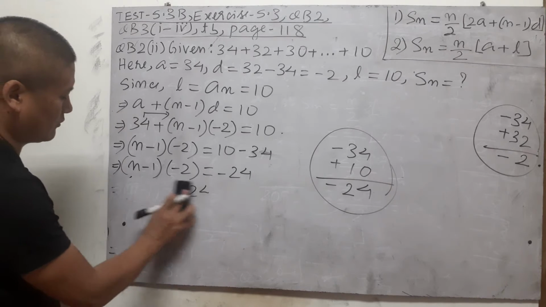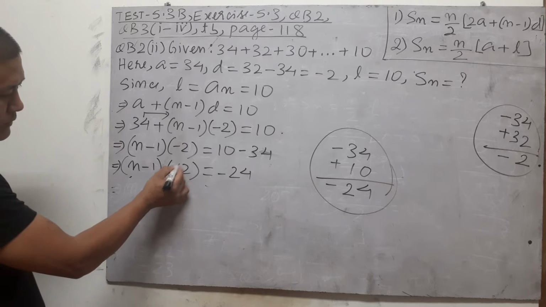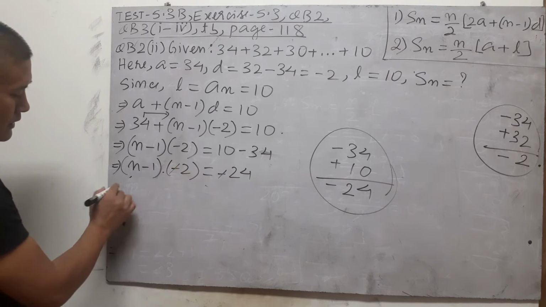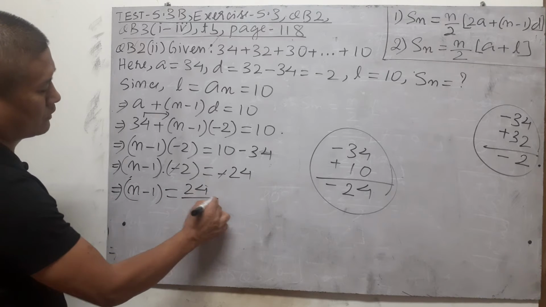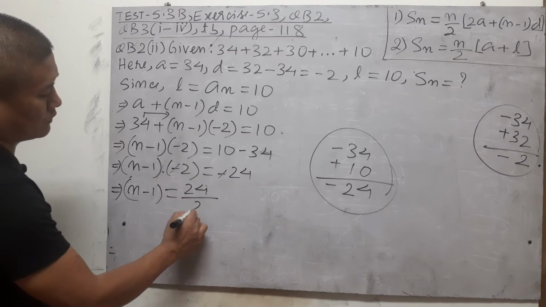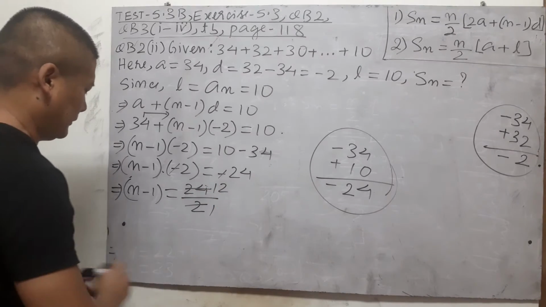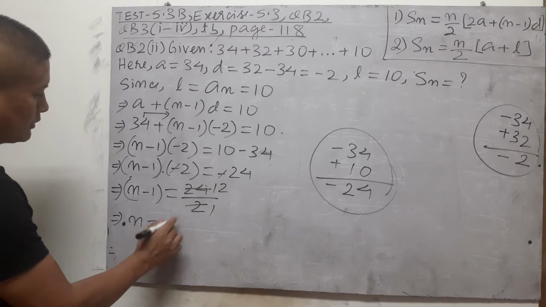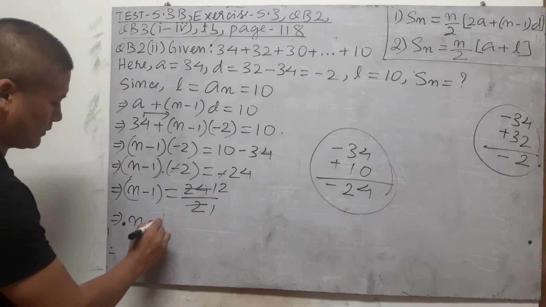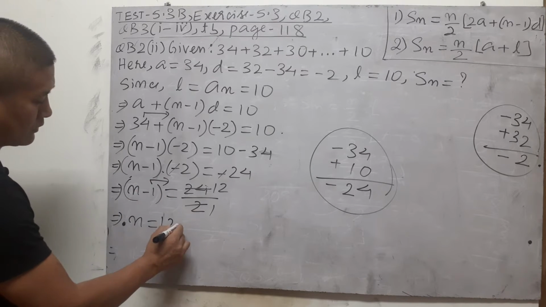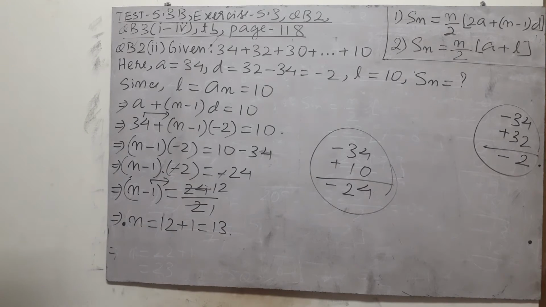Before that, you can also do it like this. Since the minus 2 is multiplied, the minus on the right and left can cancel. So n minus 1 is going to be 24 divided by 2. 2 ones are 2, 2 twos are 4, so that gives you 12. Shift this minus 1 to the right side as plus 1, so n value is going to be 13, right?